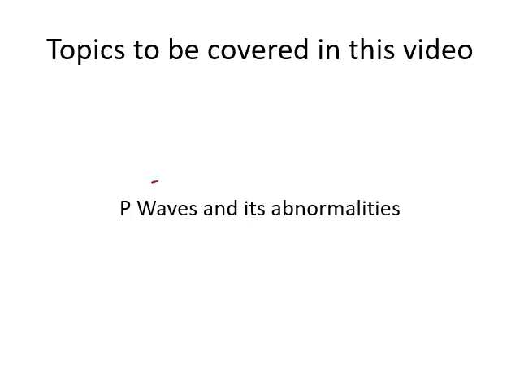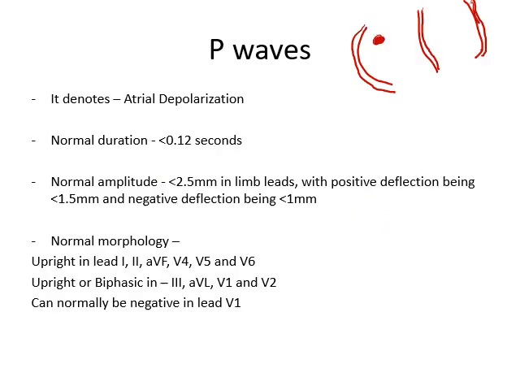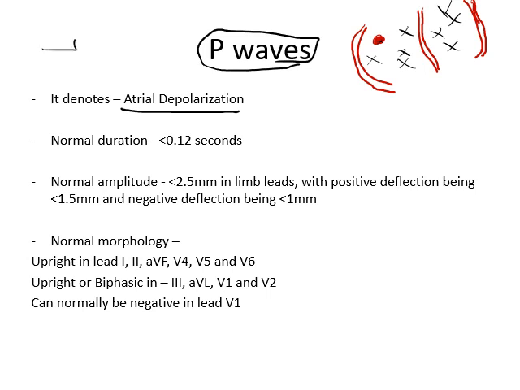In this lecture, we will be talking about P waves and its abnormalities. Let's begin by talking about the P waves. P waves basically denote atrial depolarization. That is, as the current of depolarization originates in SA node, it tends to spread throughout the atria. And this spread of depolarization current on ECG is recorded as a positive deflection that is called as a P wave. The normal duration of P wave is less than 0.12 seconds, that is less than 3 small boxes.